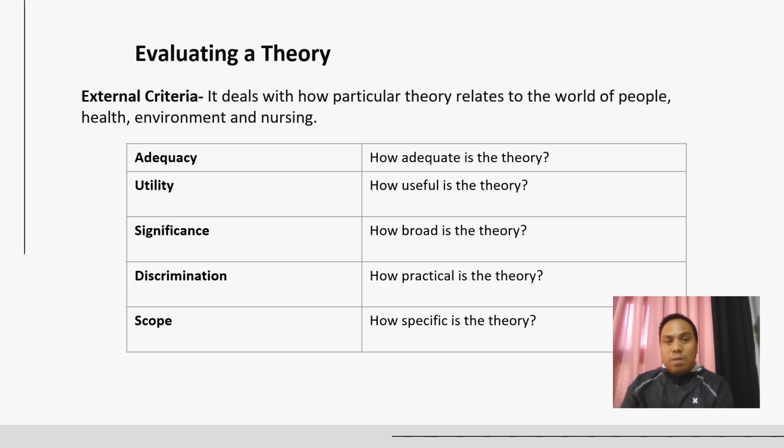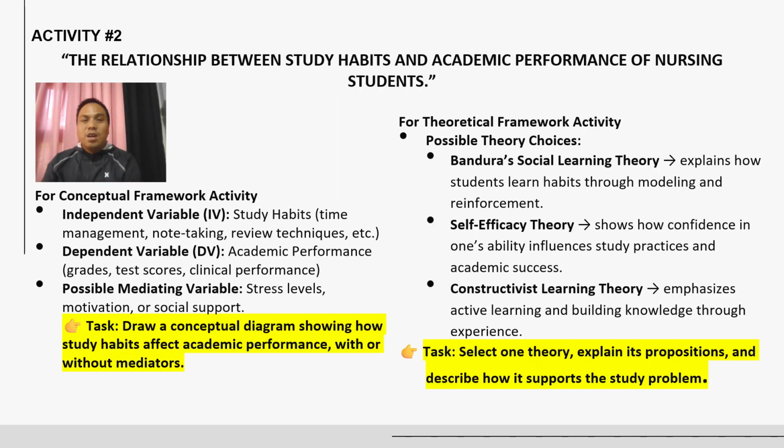So, kung makikita nyo, ito yung mga tanong sa external criteria. Adequacy, how adequate is the theory? Utility, how useful? Significance, how broad? Discrimination, how practical is the theory? And scope, how specific is the theory? In short, mga anak, a theory must not only be logically sound, which is internal, but also practically relevant, that is external. Okay?